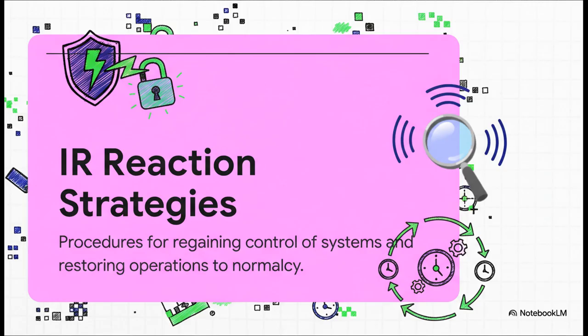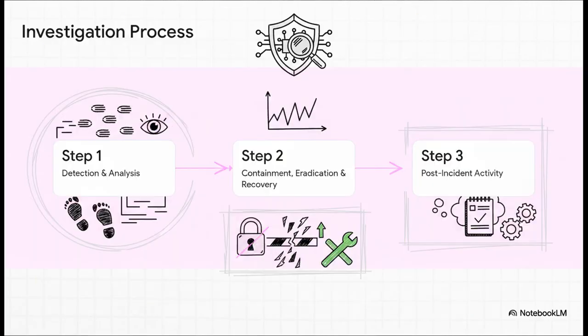It is a systematic, step-by-step process designed to investigate the breach, limit the damage, and get things back to normal as fast and as safely as possible. And this investigation follows a really clear, methodical process laid out by the National Institute of Standards and Technology. It starts with detecting that something is wrong, then it moves to securing the crime scene and cleaning up the mess, and finally, reviewing the whole case to learn from it.